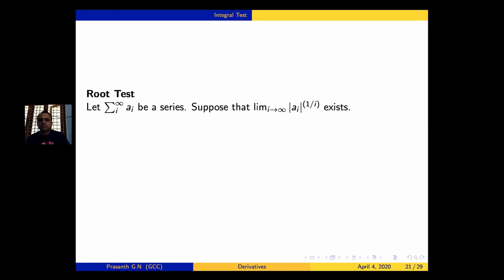Now we have the root test. Let the sum from i equal to 1 to infinity of a_i be a series. Suppose that the limit as i tends to infinity of modulus of a_i, whole raised to 1 by i, exists.